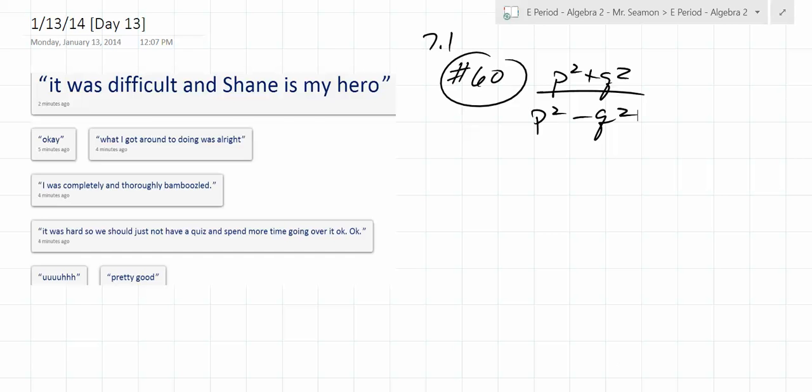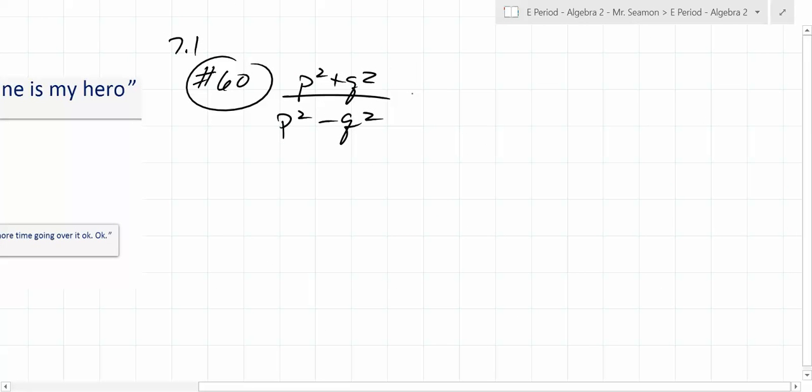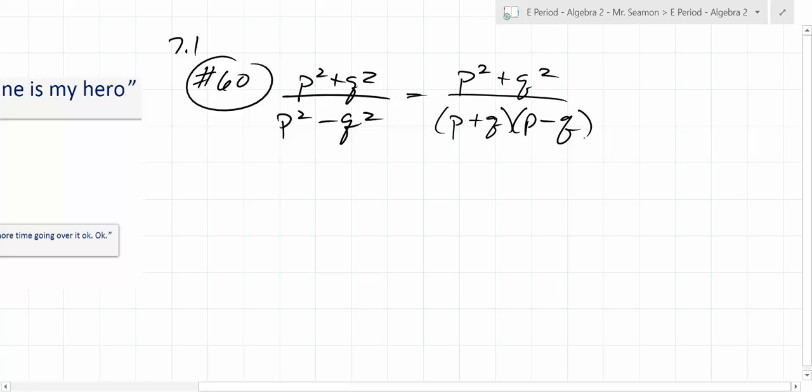You always try to factor, if you can. So you're like, okay, you got this, and what's the bottom factor into? Correct. And is there any other factoring you can do? Is there any canceling you can do? No. So you're done. There's nothing to do.